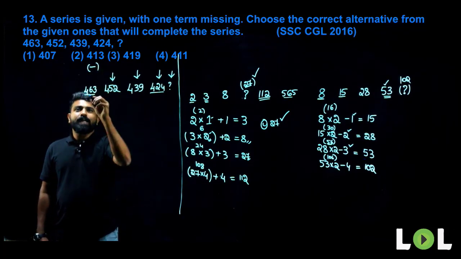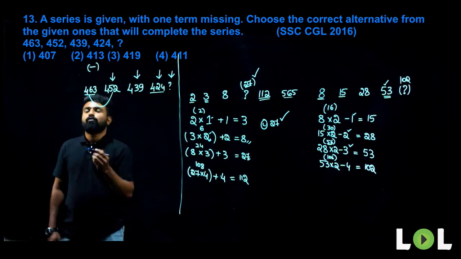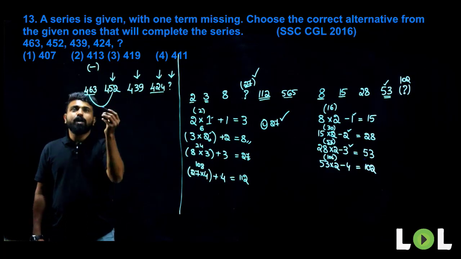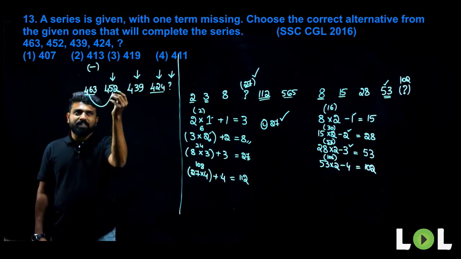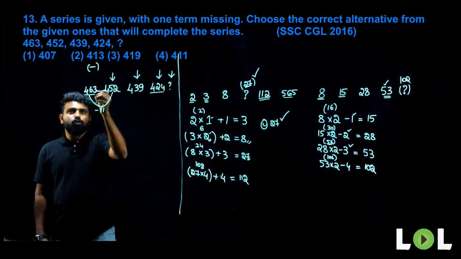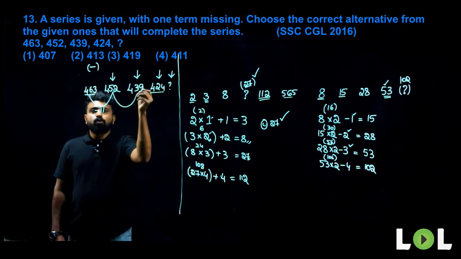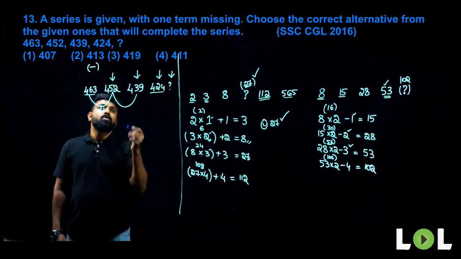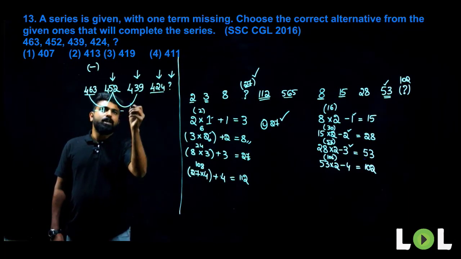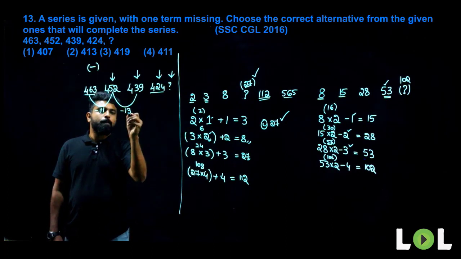Now let me take the difference between the two terms. What is the difference here? 463 to 452. I need to add 11 to 452 to get 463, or I need to subtract 11 from 463 to get 452. Am I right? So I need to subtract 11 from 463 to get 452. Similarly, 452 to 439, what is the difference? 439 plus 10 gives me 449 plus 3. That is, I need to add 13 to 439 or subtract 13 from 452.